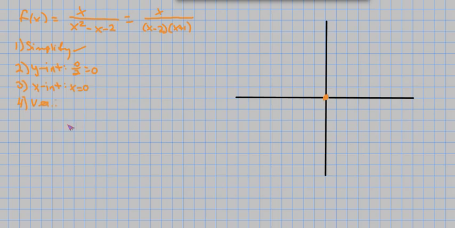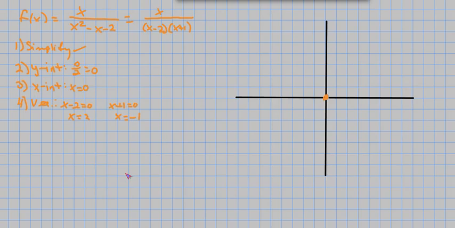And this is where it did help to do this, because now we're setting our denominators and trying to find the zeros. So we're going to have x minus 2 equals 0, and x plus 1 equals 0. So here, obviously, we're just going to add 2 and get x equals 2. Here we're going to subtract 1 and get x equals negative 1. Those are our vertical asymptotes.